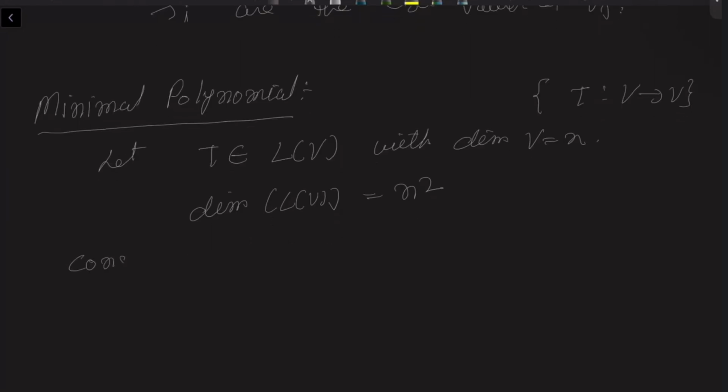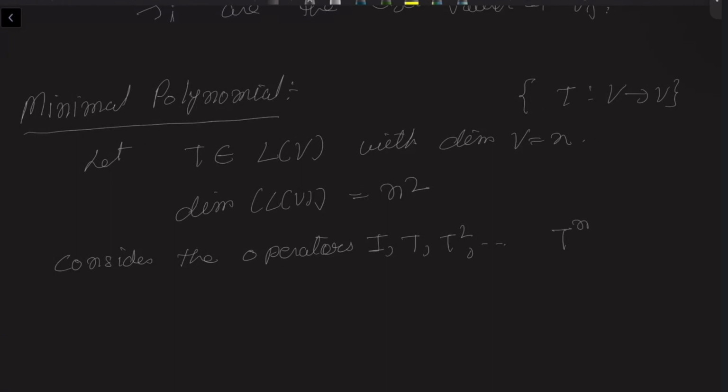Now consider the operators I, T, T square, up to T to the n square. They all are linear operators on V. So I is basically the identity operator, that is the identity transformation, I of v equals v. Then you have T of v, which is some operator. Then if you have T, you can also have T square, T cube, and up to T to the n square.